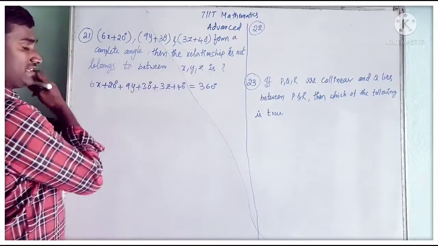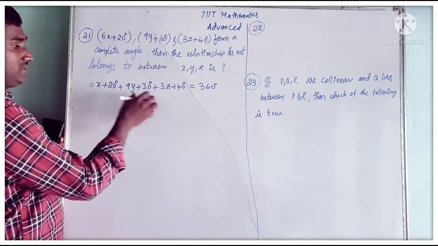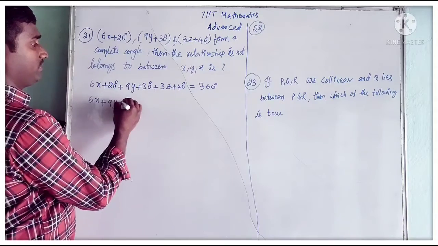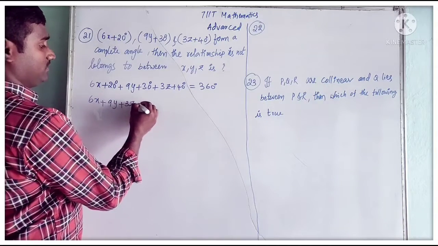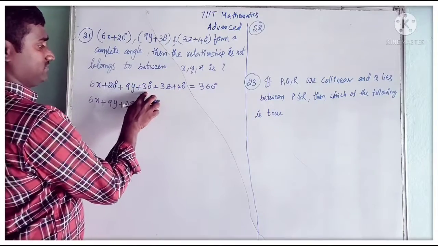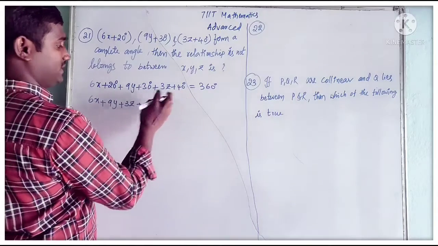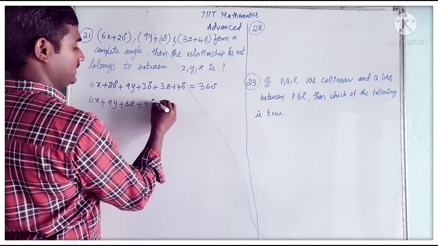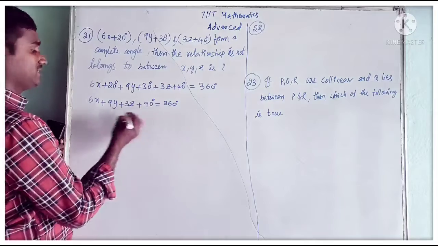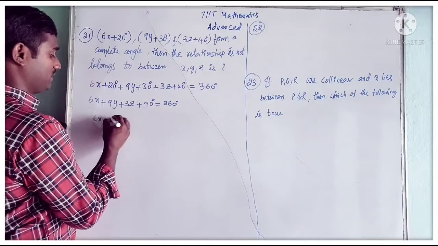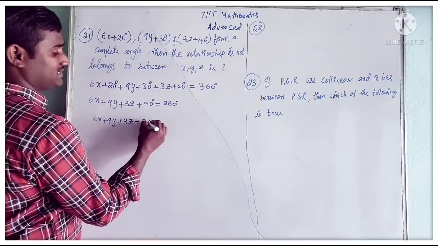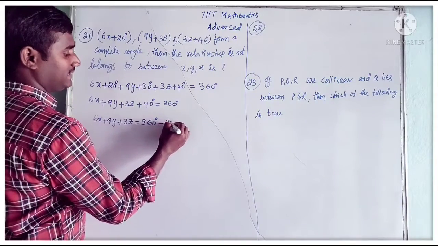Yes, so first put the variable terms together, the alphabets together: 6x plus 9y plus 3z plus, you can add the remaining numbers, 20 plus 30 is 50, 50 plus 40 is 90, 90 degrees equals 360 degrees. So you can transpose 90 to the right side, so 6x plus 9y plus 3z equals 360 degrees minus 90 degrees.